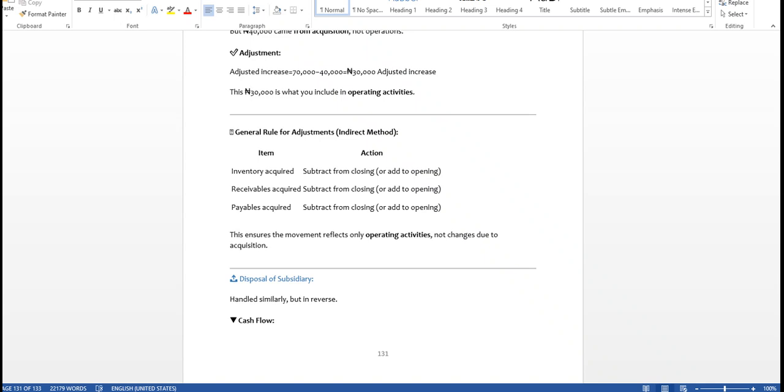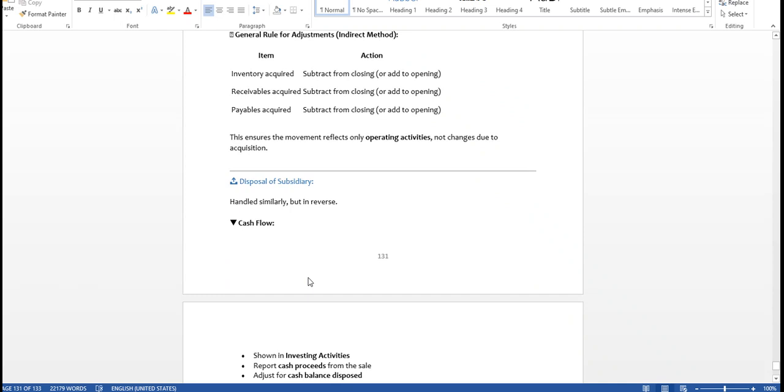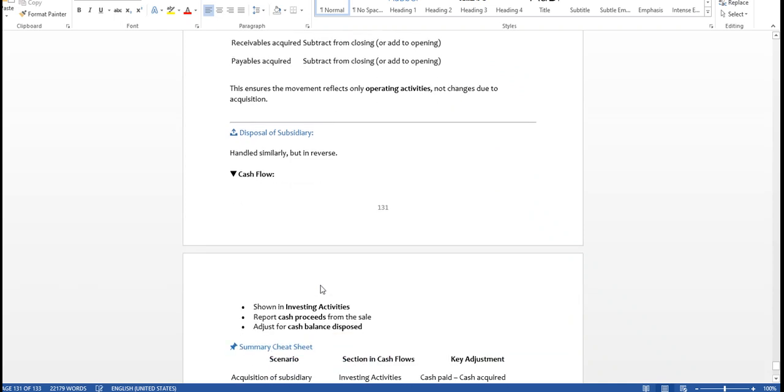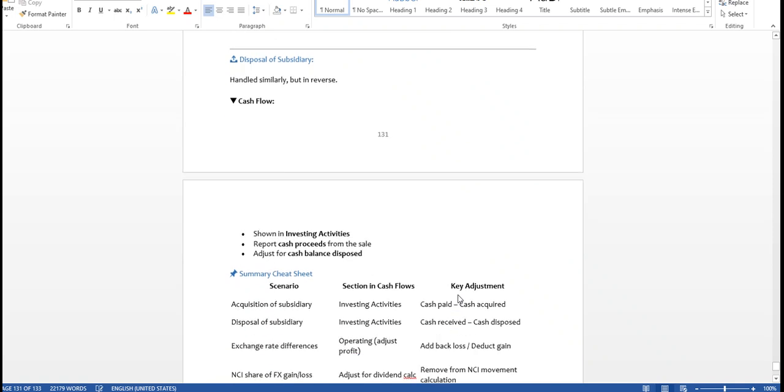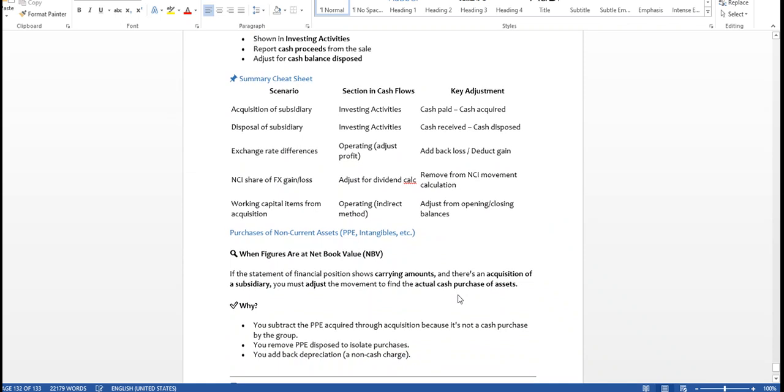All right. That is what we have there. Are we there? Yes, sir. Okay. Now, if there is disposal, then of course we reverse the case. For disposal, cash flow is shown separately as well, right? Cash proceeds received is also shown separately, and that is about it.